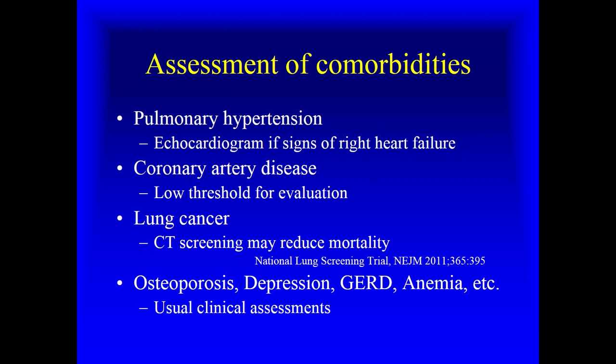The initial screening for pulmonary hypertension is an echocardiogram, which should be performed if patients have clinical evidence or suspicion of right heart failure. The echocardiogram may not be ideal in patients with severe hyperinflation, and those patients may require right heart catheterization if there's significant concern for pulmonary hypertension.